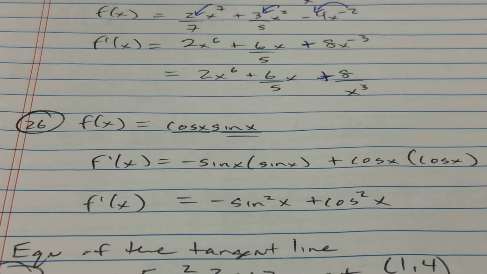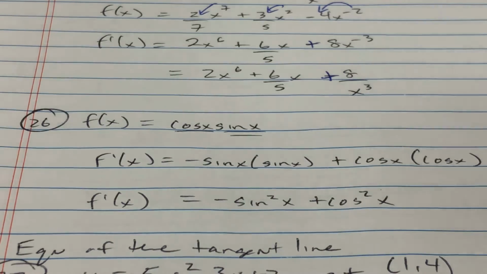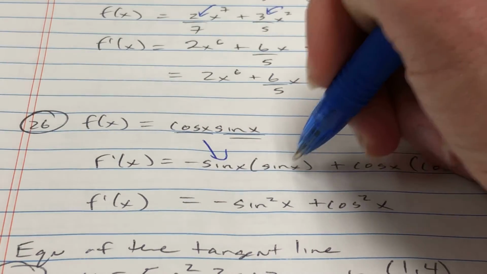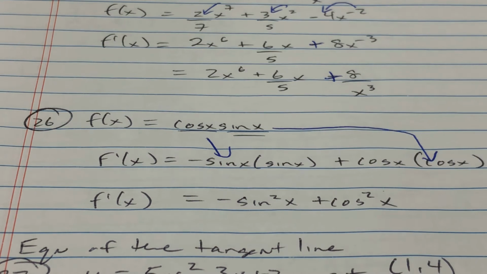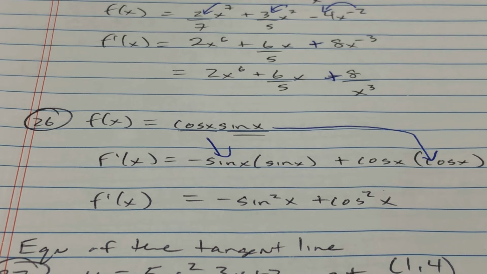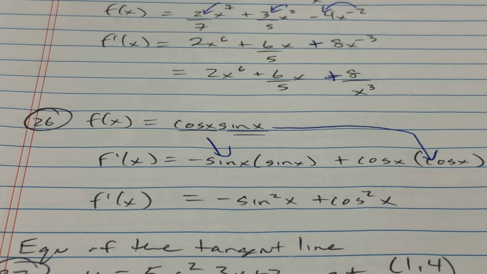Let's take a look at 26, the last one. Derivative of the first function times the second plus the first function times the derivative of the second. Now, this is not 1, nor is it negative 1. It is just cosine squared x minus sine squared x, which is actually cosine 2x. But if we don't know that, that's okay. So you can either have negative sine squared x plus cosine squared x or cosine squared x minus sine squared x.